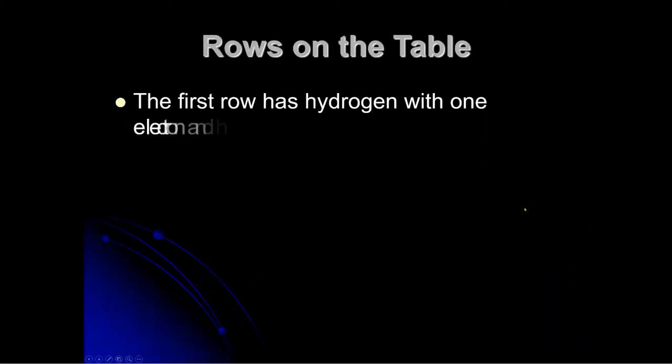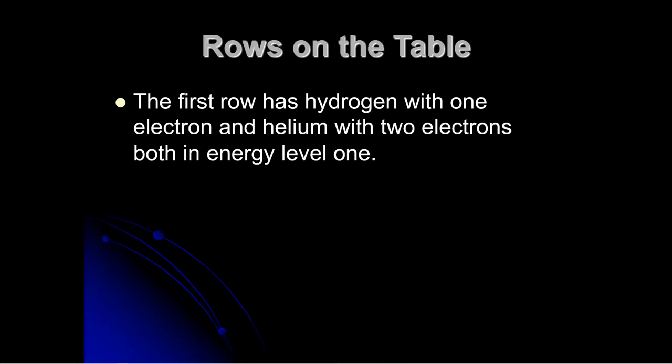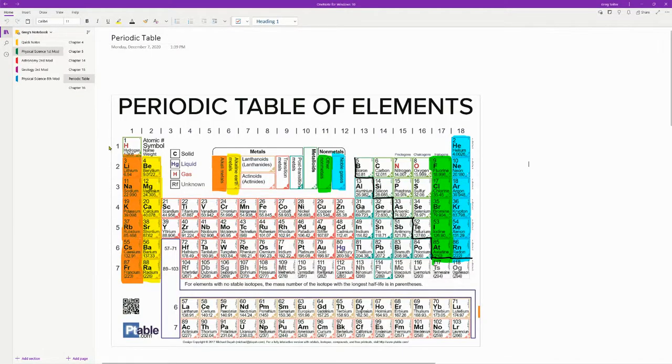Rows in the periodic table. The first row has hydrogen with 1 electron and helium with 2 electrons, both in energy level 1. Let me pull this back up, and here you go. Here's my energy level. These are periods. And when it's talking about energy level, this is the first energy level. Here's the second energy level. These have 2 energy levels. These have 3 energy levels. These have 4 energy levels, okay? What does that mean? You're going to find out as we're going along here.